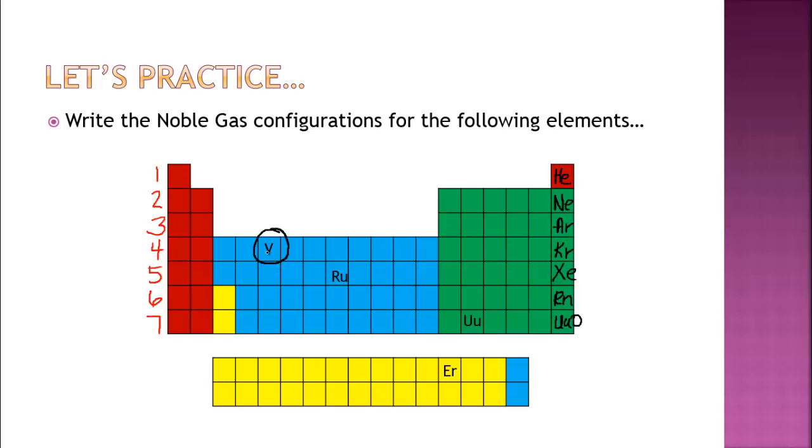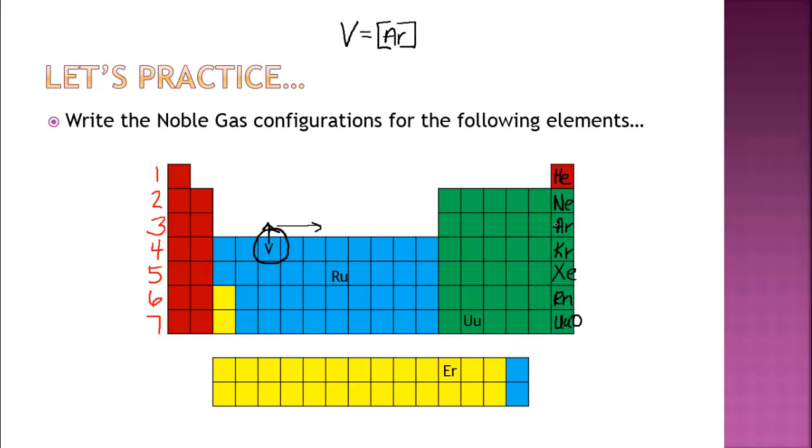So if I'm looking at vanadium here, I am going to go to the one that is one energy level above and all the way at the end. So for vanadium, I need argon. Again, I went up one level, and then I go all the way over to that noble gas. So if we're looking at vanadium and I'm doing noble gas notation, I'm going to take argon and put it in brackets. That means that I have full shell or full electron configuration up to that point.